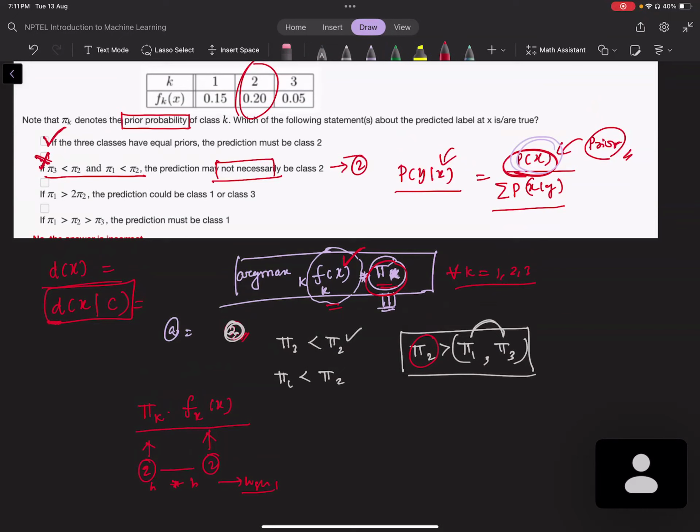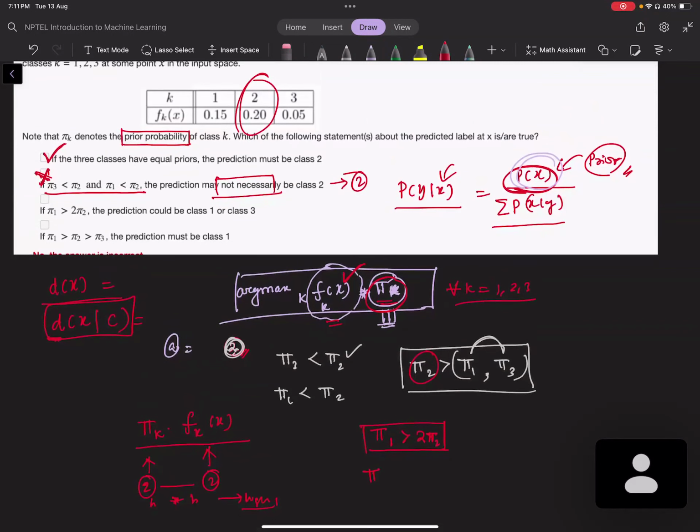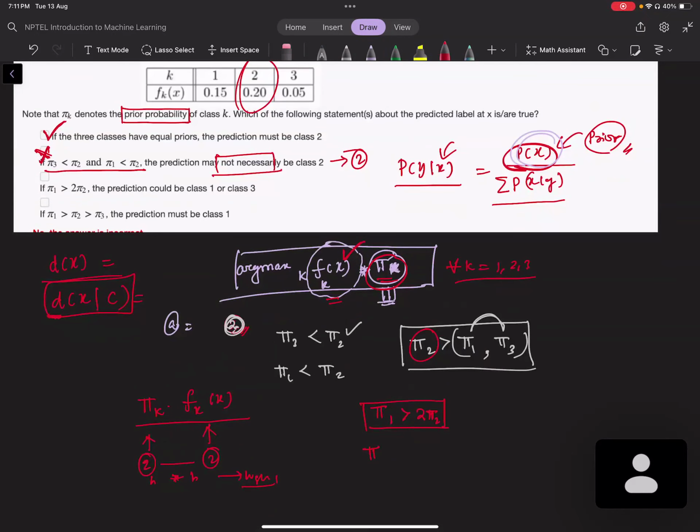Okay, so the third is, if pi 1 is greater than 2 times pi 2, the prediction could be class 1 or class 3. This will be a true statement, because let's say pi 1 is greater than 2 times pi 2. So let's say pi 1 plus epsilon is equal to 2 pi 2. It's saying greater than, not equal to.